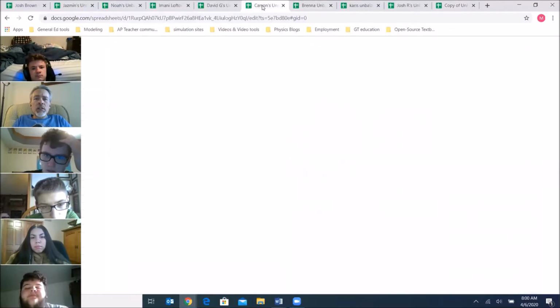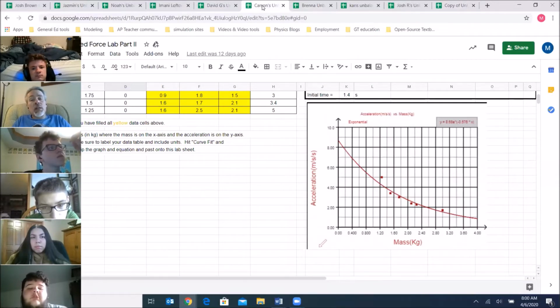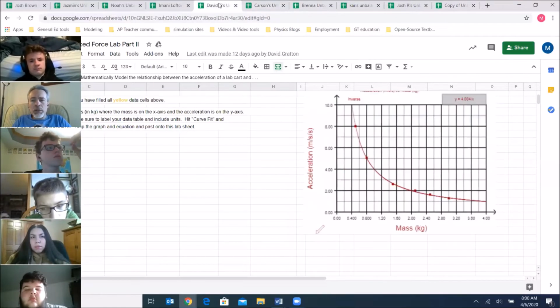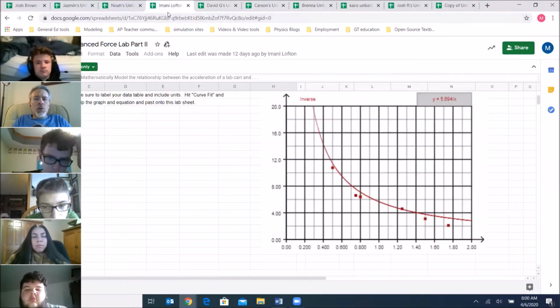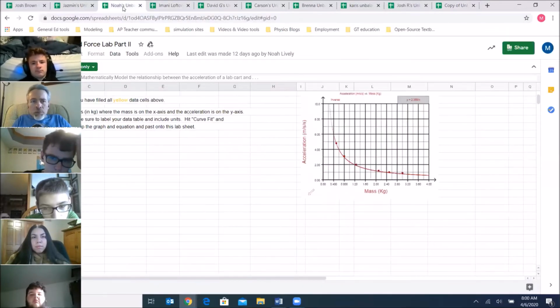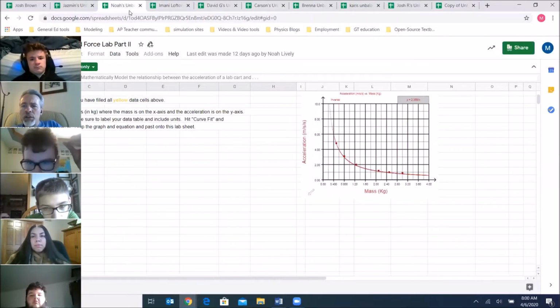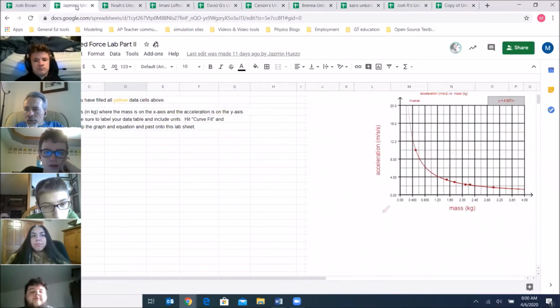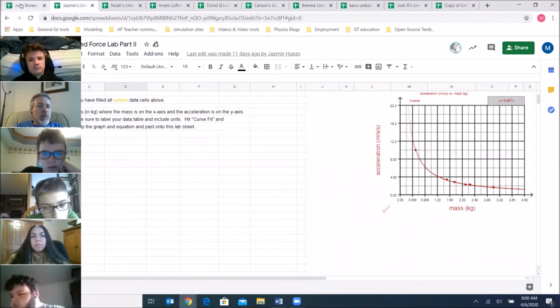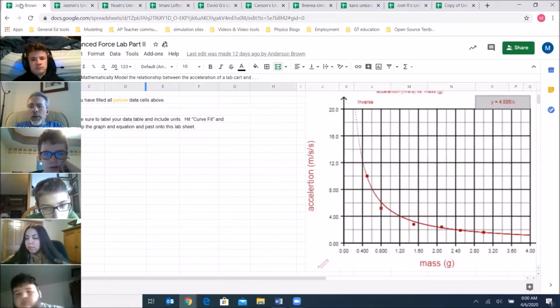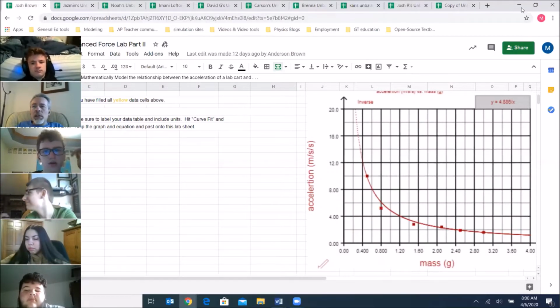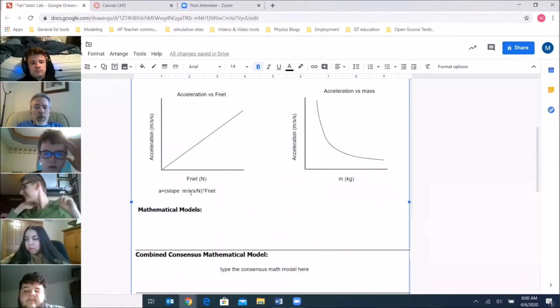I think it's 5.057 over x. Carson used an exponential. He really should have used an inverse, so Carson needs to go back and do that part again. For David, it looks like it's 4.004 over x. Amani, it's 5.694 over x. This is Noah's. It's kind of hard for me to see. I think it's 2.369 over x. And Jasmine, it's 4.997 over x. And for Josh Brown, it's 4.886 over x. Okay, so that means we all kind of agree on the mathematical model for this one too.